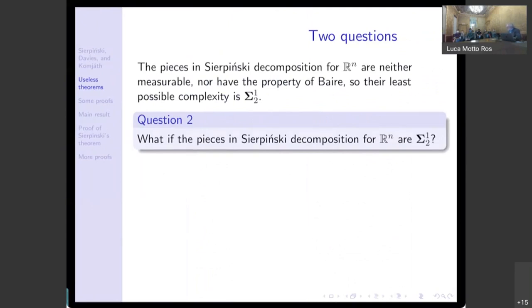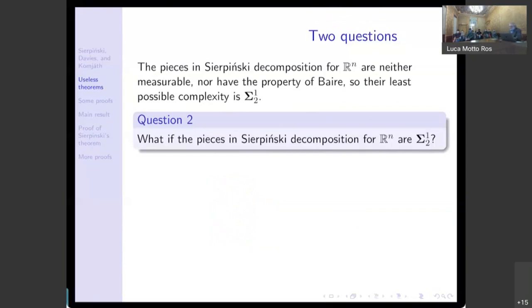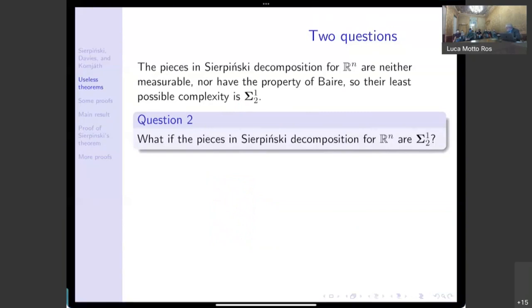So the pieces in the Sierpiński decomposition for Rn are neither measurable nor have the property of Baire. So the least possible complexity is sigma 1 2. If you want to check it, for example, look at the R2 case, you have sets A and B. If all these sections are countable, then you integrate vertically and you get all those of measure zero, then you integrate the result and you get this one, so it's zero, and same as this one. For R3 it is just the same. So the least possible complexity in ZFC is sigma 2, because sigma 1 and pi 1 have the property of Baire and measurability.